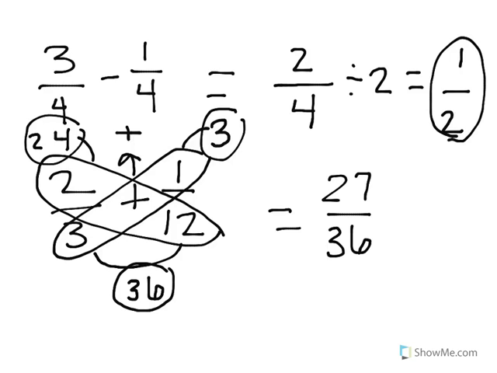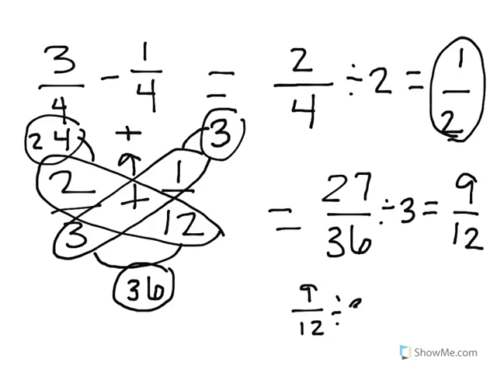Then you have to ask yourself, can I simplify this anymore? Well, I know that 3 can go into both 27 and 36, so I'm going to divide them both by 3. 27 divided by 3 is 9, and 36 divided by 3 is 12. Then you have to say, is there any other common factor between 9 and 12? I know I could divide by 3 again, so 9/12 divided by 3: 9 divided by 3 is 3, and 12 divided by 3 is 4.